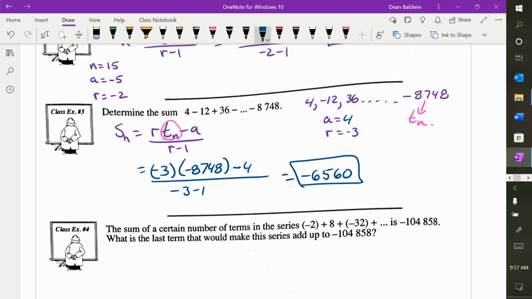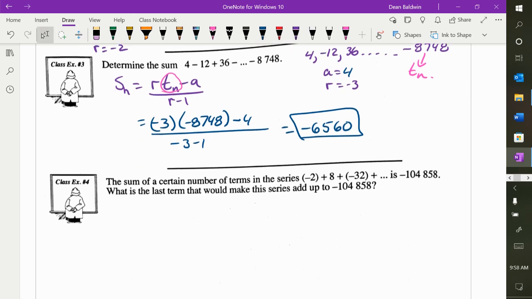Is that it? -6560? Let's go. A is equal to 4 and R is equal to -3. Yep. Where do you pull this from? -12 divided by 4 to get your R value. And A is just the first term.